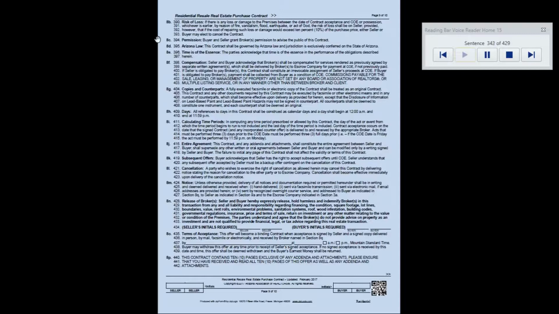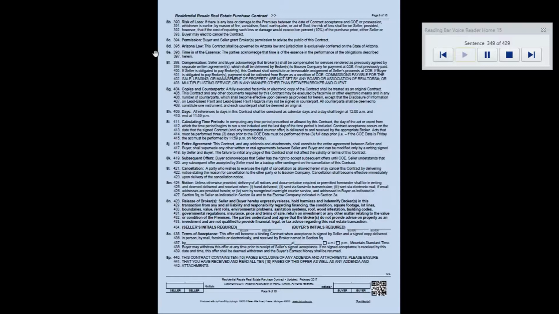8C. Permission. Buyer and seller grant brokers permission to advise the public of this contract. 8D. Arizona law. This contract shall be governed by Arizona law and jurisdiction is exclusively conferred on the state of Arizona. 8E. Time is of the essence. The parties acknowledge that time is of the essence in the performance of the obligations described herein.